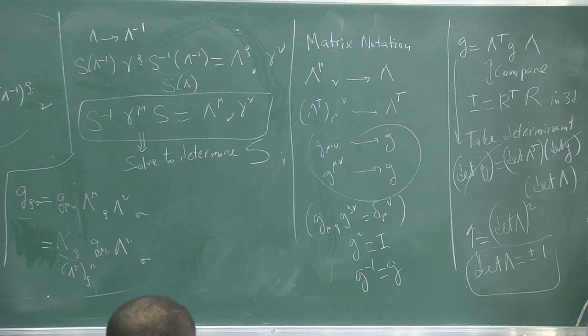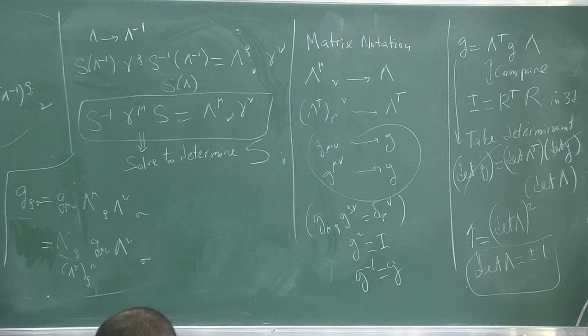Improper ones. What are the improper ones? Space inversion. Don't touch the time. Reverse all the space coordinates to minus 1. Parity. Or time inversion. Don't touch the space but invert the time. Time reversal. They are improper and they cannot be obtained by a succession of infinitesimal transformations. They have to be single shot finite transformations.